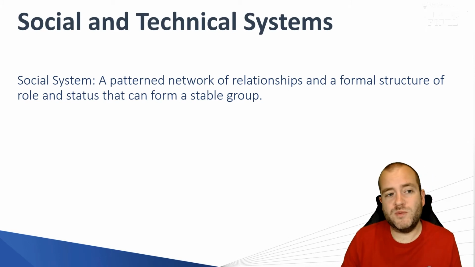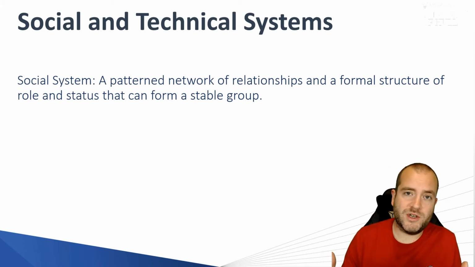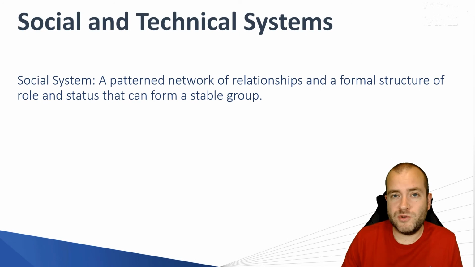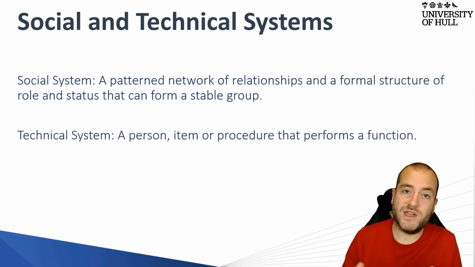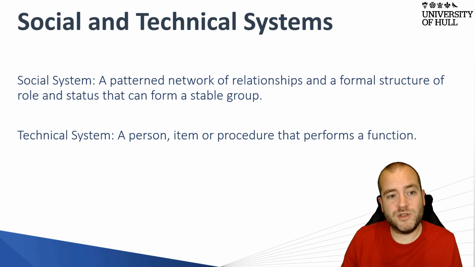Within that, you've also got the relationship between the staff and the patients, and this is also part of the social system, in that you can sometimes have failings with even staff or patients that can cause error to happen. The second aspect is the technical system, and this is the person, the item or the procedure that forms the function.